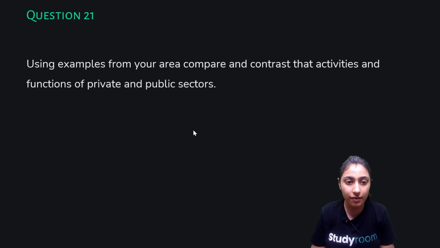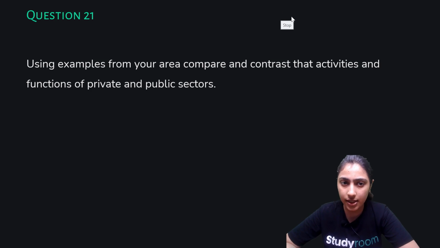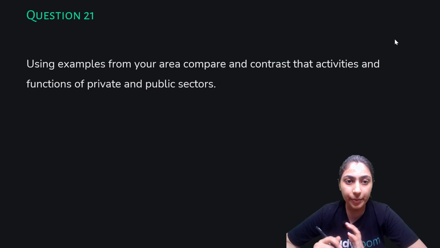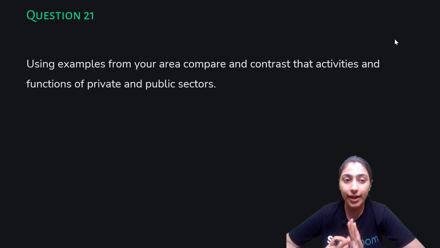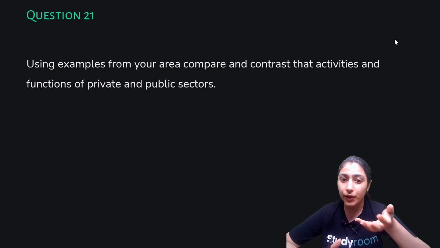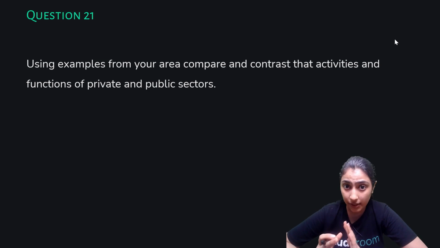Now, give examples from your area. Compare and contrast the activities and functions of the private and public sectors. I think this is something that every one of you can do. Still, let's discuss it one more time. Private and public: when it comes to the private sector, you can say private sector units are the ones managed by individuals or any particular group, or a family.